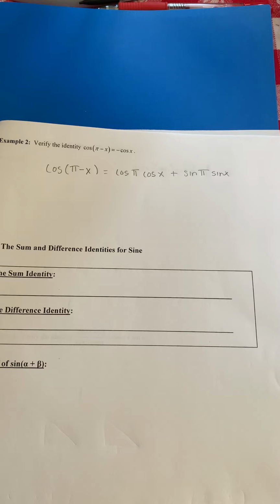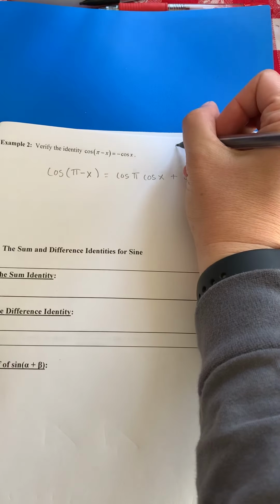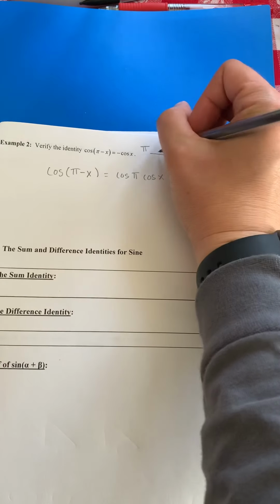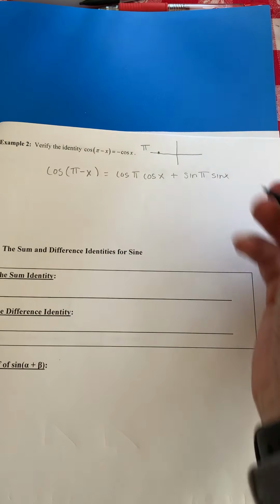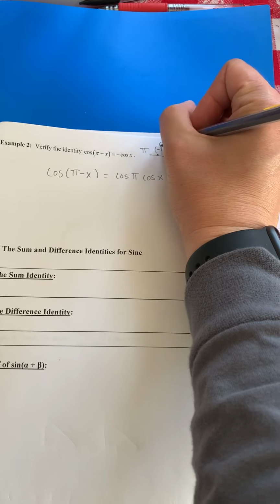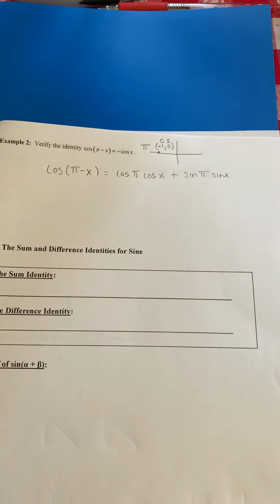Now we're ready for some evaluation. We really need to know what's happening for pi. Remember that is a quadrantal angle. We can use our ordered pair from our unit circle, which is -1, 0. The cosine is the first coordinate and the sine is the second coordinate. So now we can evaluate.